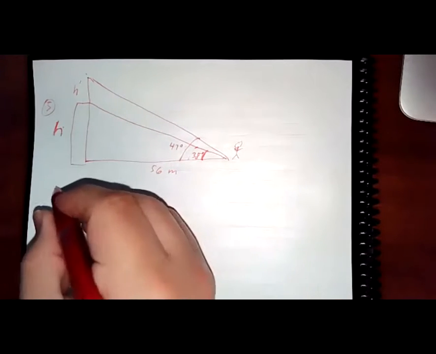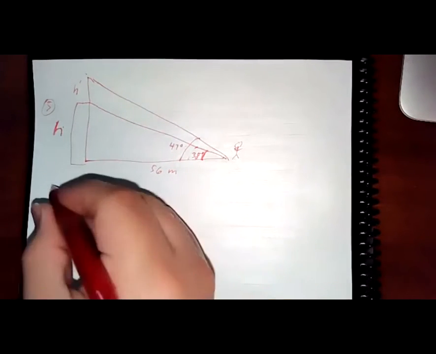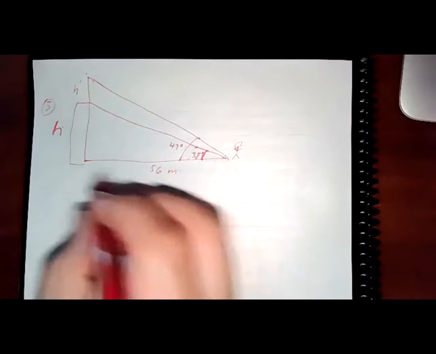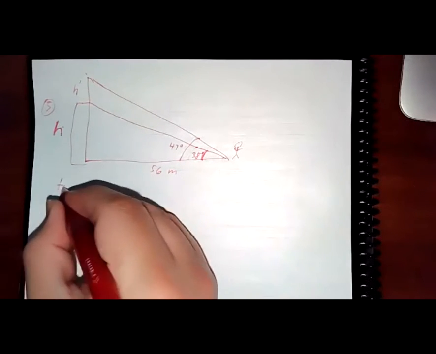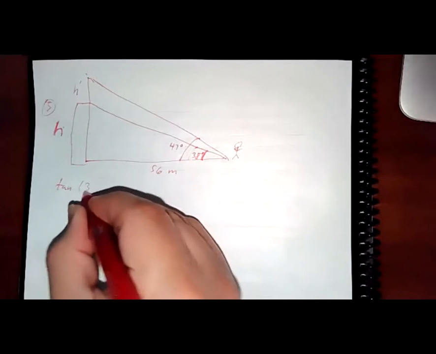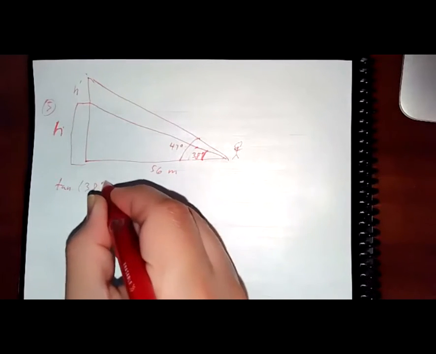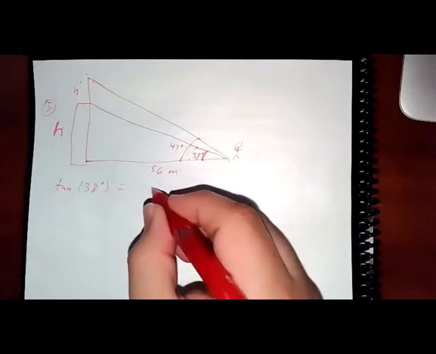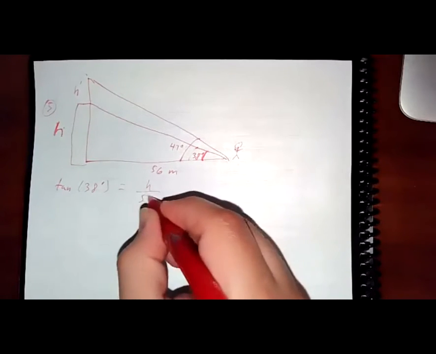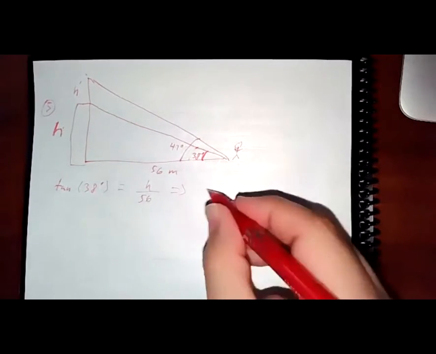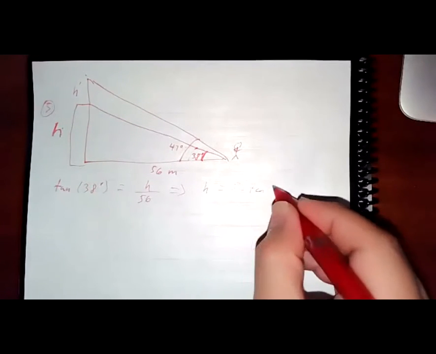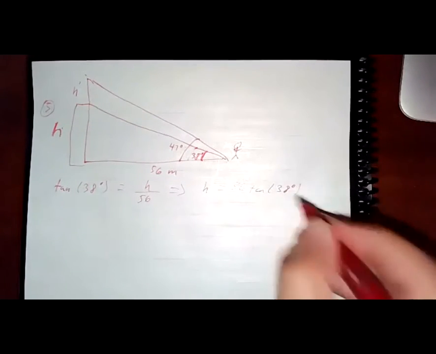So first step is find the height of the building. So I'm going to use tangent. So tangent of 38 is equal to opposite over adjacent, so H over 56. Solve for H, so that would be H is equal to 56 tangent of 38 degrees. What is H?